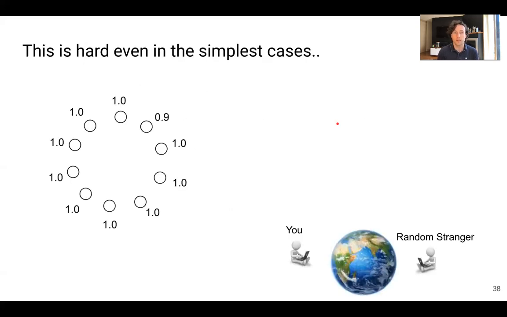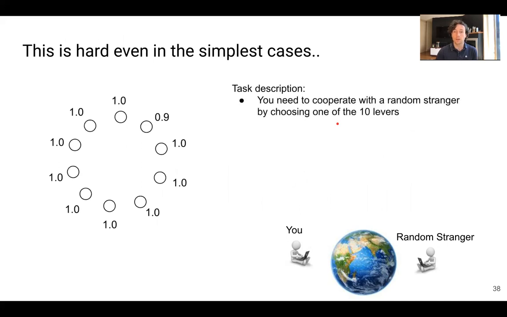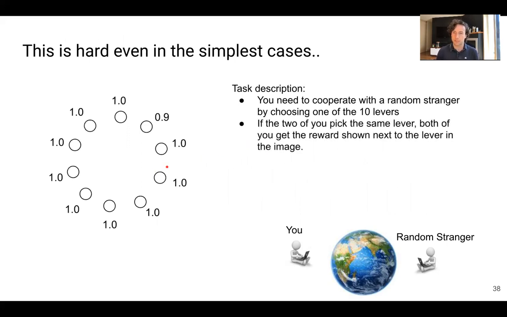And this problem is hard even in the simplest cases. So now let's put you into the shoes of an agent. We're posing you a challenge and you have to decide what you should do. The task description is as follows. You need to cooperate with a random stranger by choosing one of the 10 levers shown on the left-hand side. If the two of you pick the same lever, both of you get the reward shown next to the lever in the image. So for example, this lever gives you 1 point, and this lever gives you 1 point, and this lever, I'm going to call it out, gives you 0.9 points. Otherwise, the reward is 0.